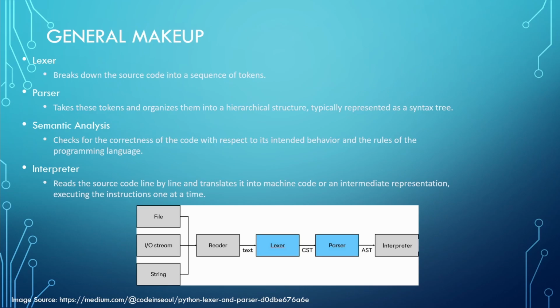The general makeup of an interpreted programming language is a lexer, which breaks down the source code into a sequence of tokens. The parser then takes those tokens and organizes them into a hierarchy. Semantic analysis checks for correctness in the code. So basically, it is looking for grammatical errors in the syntax. And the interpreter itself reads the source code line by line and translates it into machine code. So it looks at it one line at a time and translates that directly into machine code.